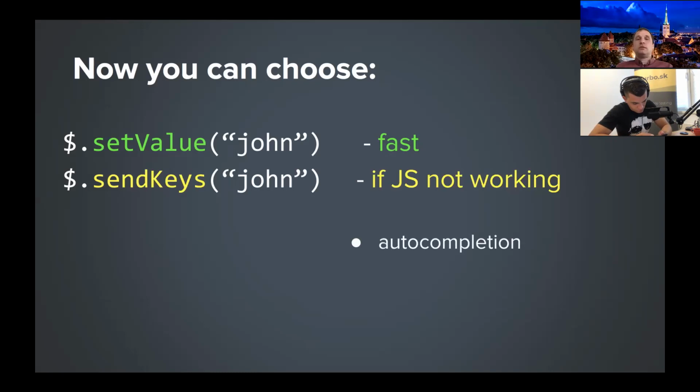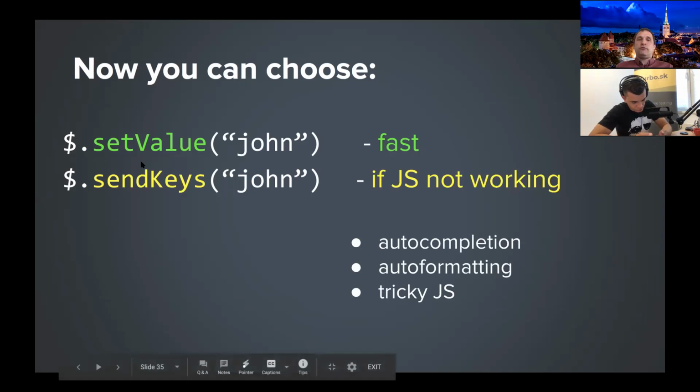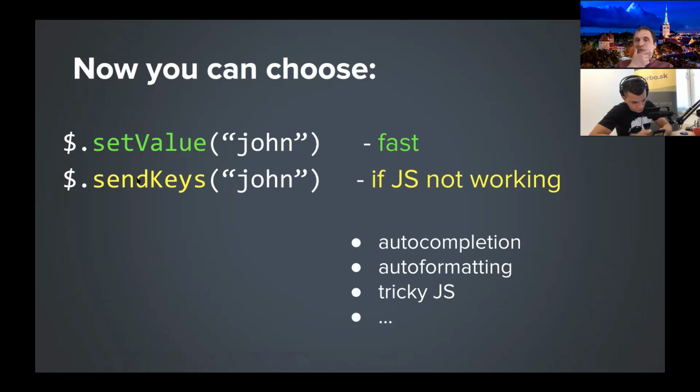Or if you really need to type slowly, for example, if you need to test auto-completion or auto-formatting and so on. So I suggest the default should be setValue, and sometimes if needed, you can still use sendKeys. And this is just one example of how Selenide can make tests faster. We also have some other options too. For example, you can click with JavaScript, you can upload files with JavaScript and something like that.